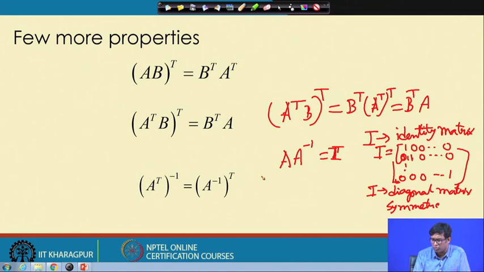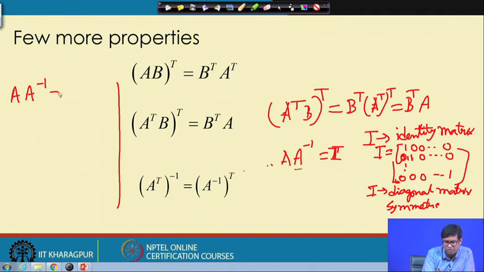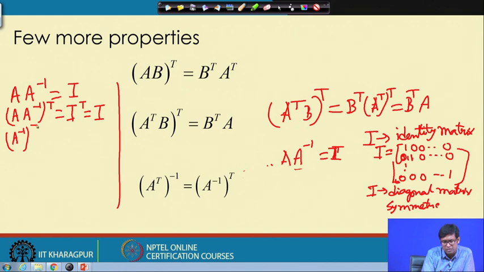If I take the transpose of both sides of A A inverse equal to I, the transpose of A inverse gives A inverse transpose times A transpose equal to I transpose, and I being a diagonal or symmetric matrix, I transpose is I. So we can write the left hand side A inverse transpose A transpose is equal to I, and therefore A transpose inverse is A inverse transpose.